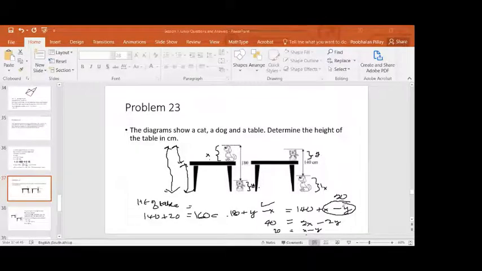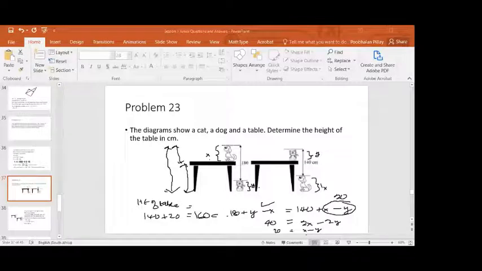So the height of the table can be calculated in two different ways, but you only got one equation with two unknowns. But if you look at it carefully, you'll see you don't need those two unknowns because you can calculate X minus Y from that. We don't need to know what X is, we don't need to know what Y is, but you can calculate X minus Y, so that gives you 160.